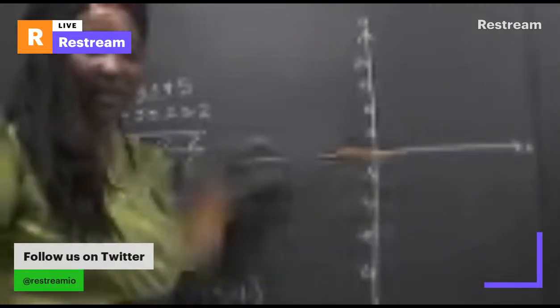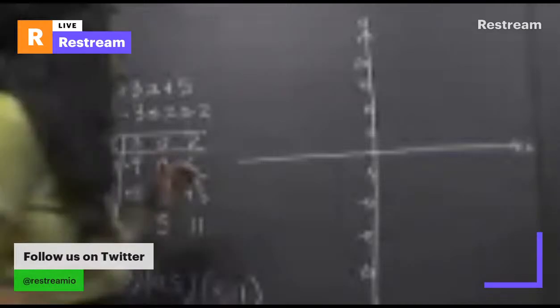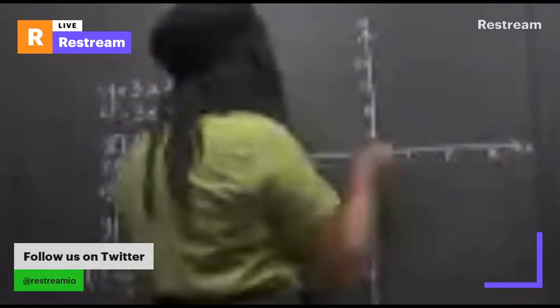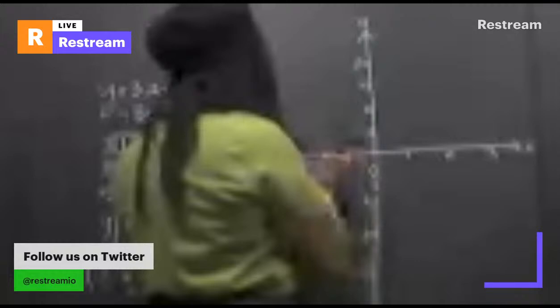So we can go up by 1 on the x-axis because this goes to -3. So we can have 1, 2, 3, -1, -2, -3.